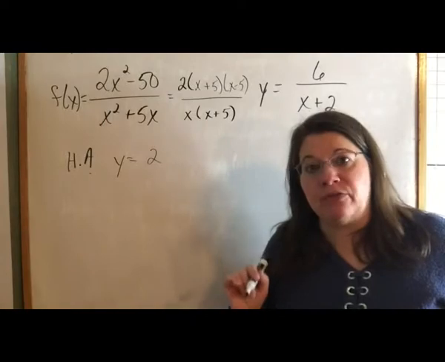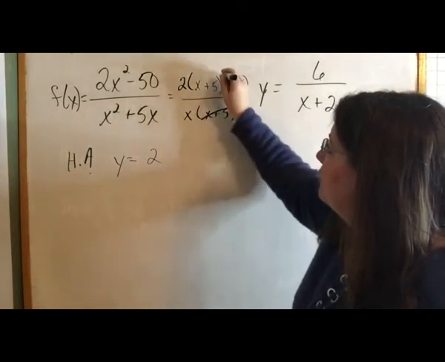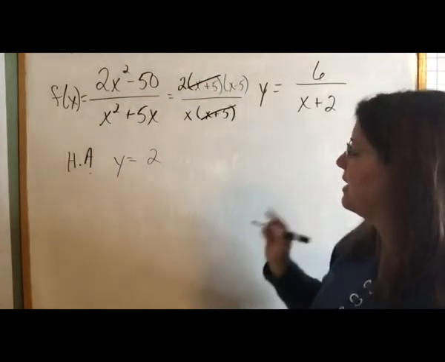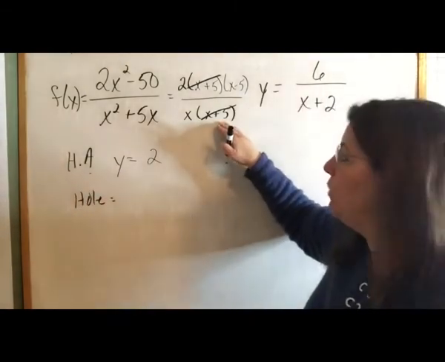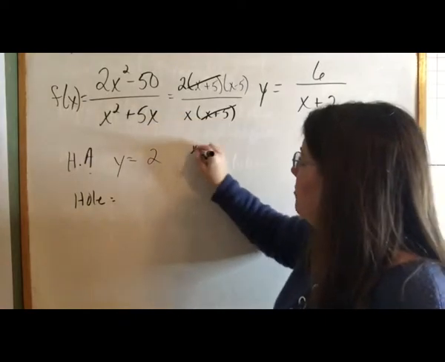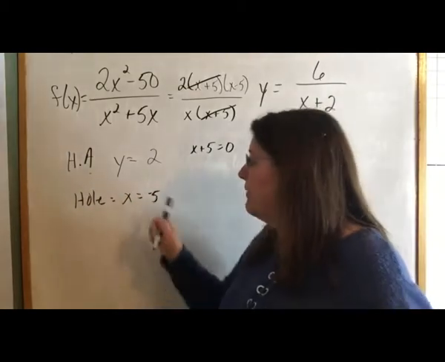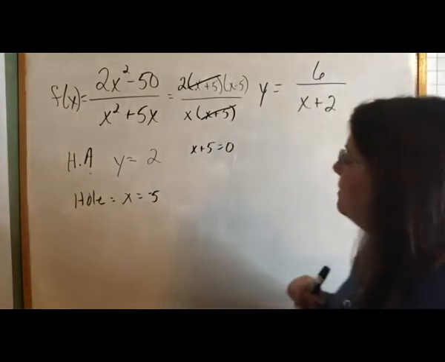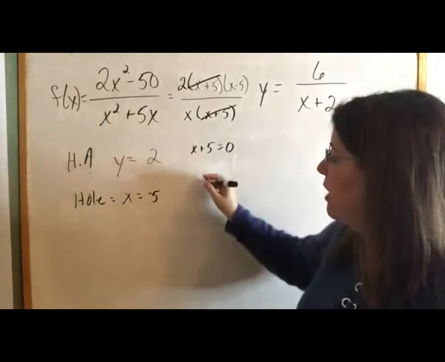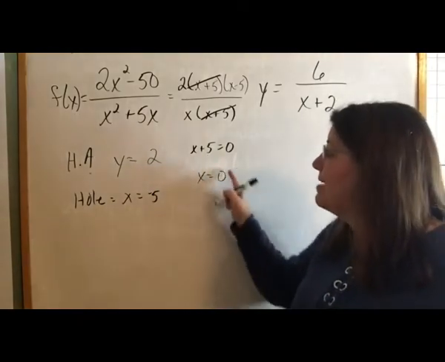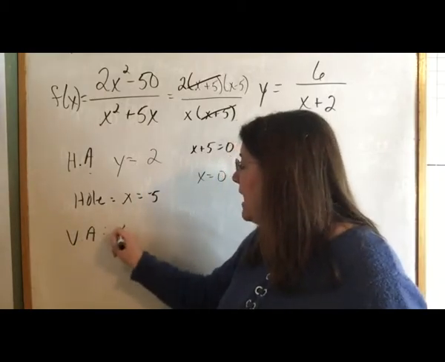Then, if something cancels out, I have a hole at that spot. If you notice here, x plus 5 cancels out. So since x plus 5 canceled out, that means I have a hole at the x value that I would get when I set that equal to 0. So x plus 5 equals 0 when x equals negative 5. So I have a hole at x equals negative 5. And then the other thing, the x on the bottom, didn't cancel out. If I set that equal to 0, I have x equals 0. That does not cancel out. So that means I have a vertical asymptote at x equals 0.